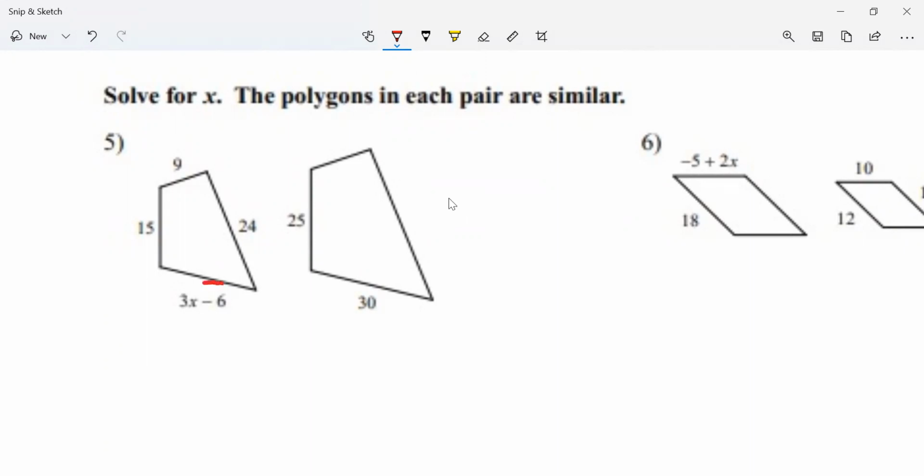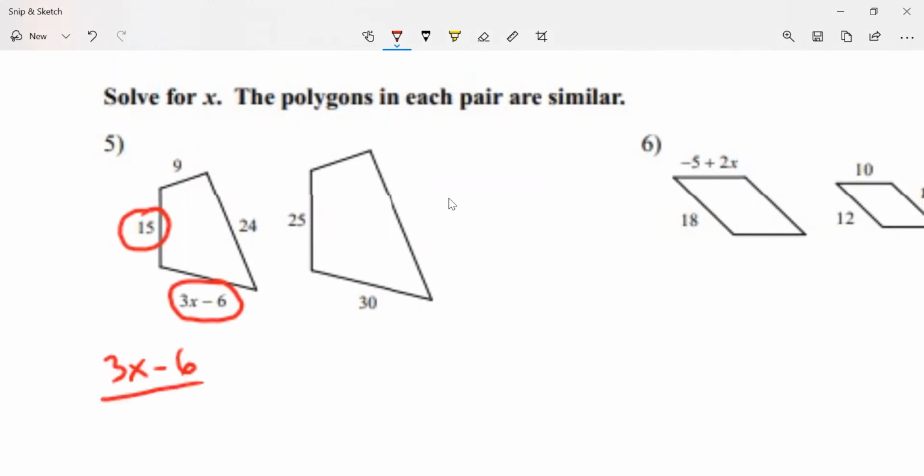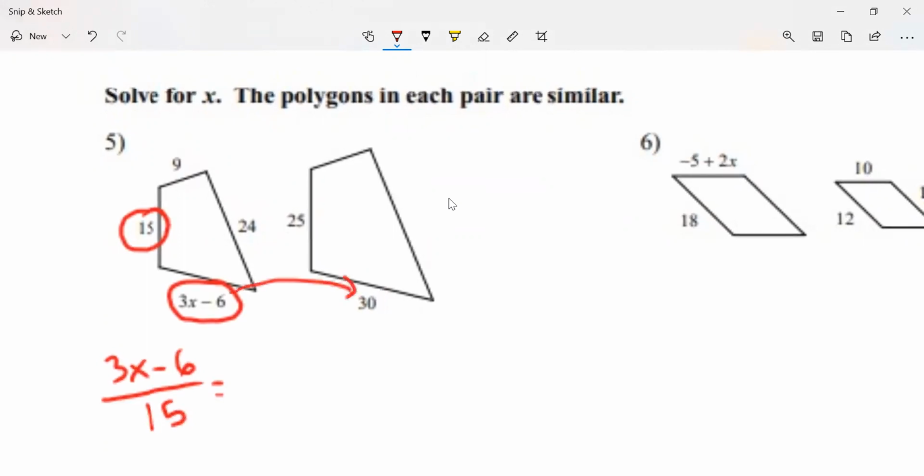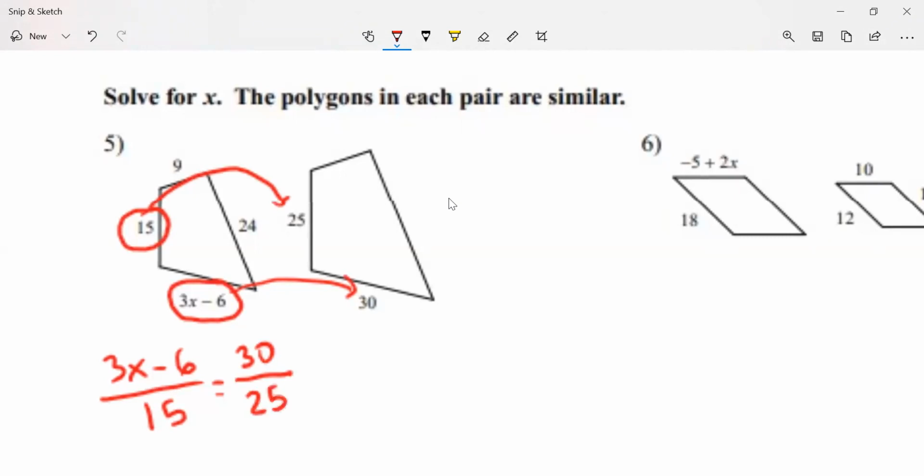All right, so for one of my figures, I'm going to use this value because I'm solving for x. I'm going to use 3x minus 6 and 15. So let me go 3x minus 6 over 15. I created my first fraction. Now 3x minus 6 corresponds with 30. I'm just going to write it there. 15 goes with 25. And I'm going to cross multiply.